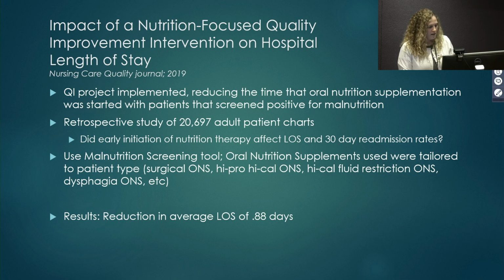year, and then they retrospectively looked back and compared the differences between their intervention and what was going on before. So they looked at over 20,000 adult patient charts, looking at length of stay in the hospital and 30-day readmission rates. The significant difference that they saw was in the length of stay of almost a day. So that knocks one day off of that length of stay, which can save a lot of money for a hospital when you look at that long term over many patients.